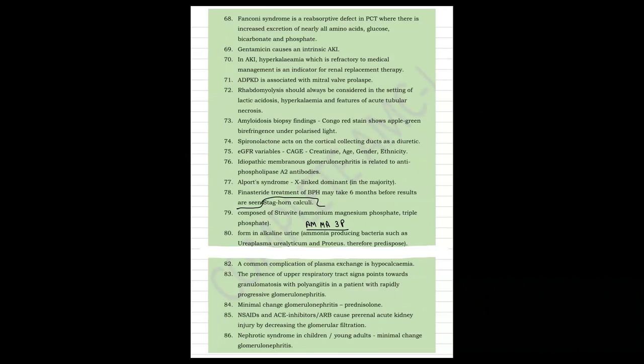A common complication of plasma exchange is hypocalcemia. Yes, whenever there is plasma exchange, hypocalcemia can occur. And upper respiratory tract plus renal involvement, go for ANCA. So there are different causes. I told you 4. They are mentioning only one, granulomatosis with polyangiitis. Okay.